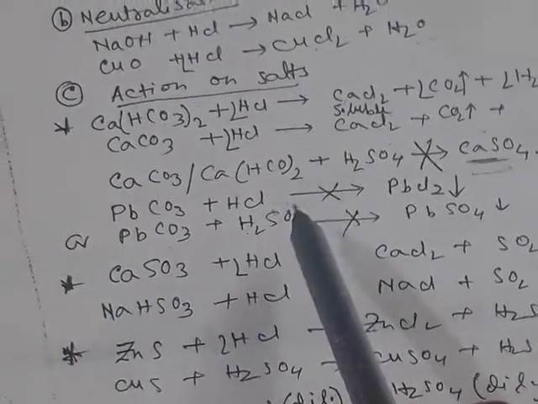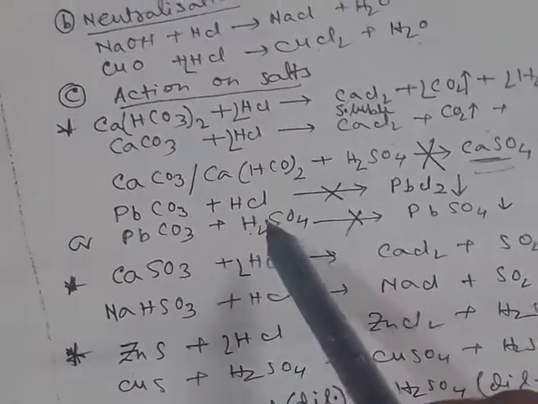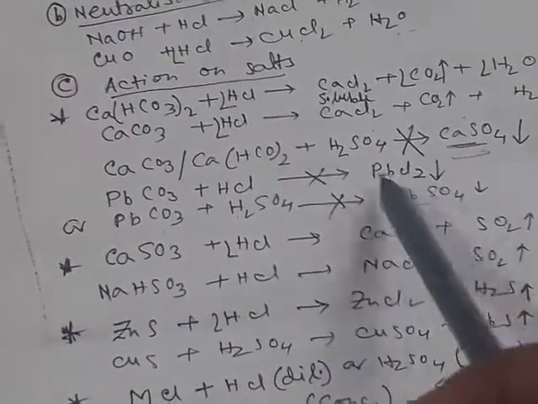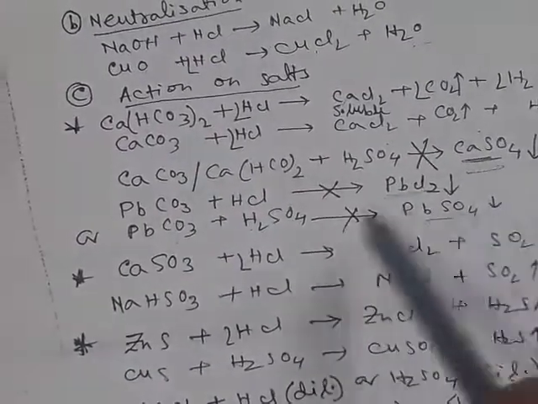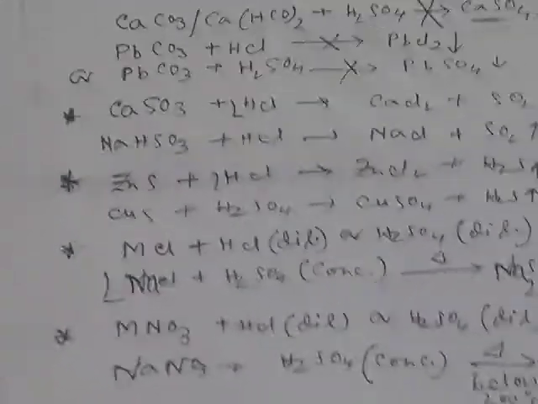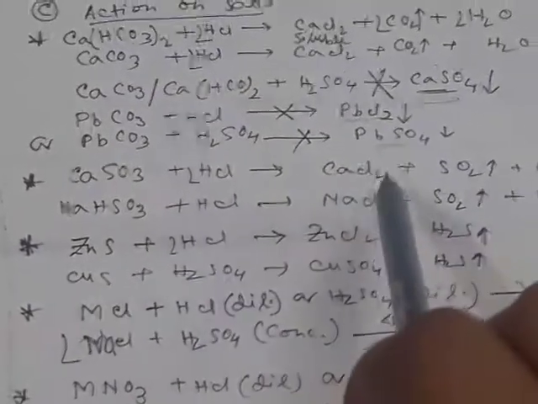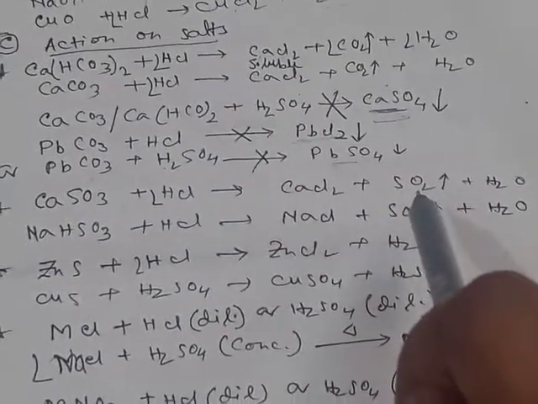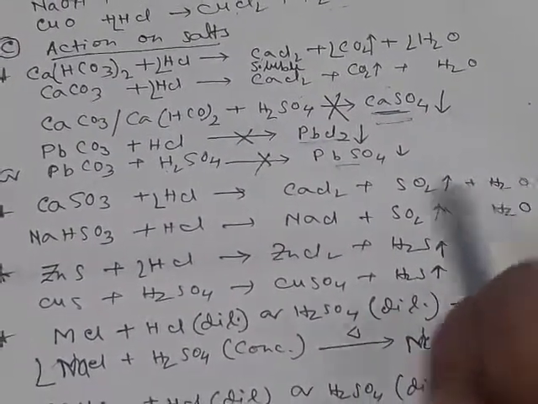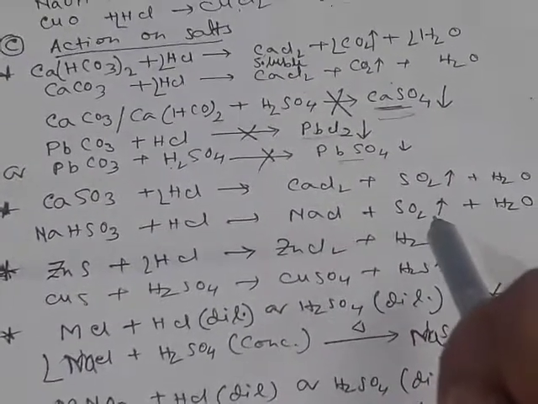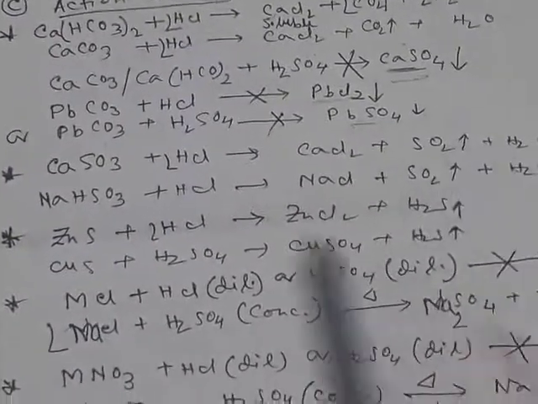Similarly, lead carbonate does not react with HCl or H2SO4, because lead chloride or lead sulfate formed are insoluble, they precipitate out, so the reaction ceases. Now calcium sulfite or sodium bisulfite, when these salts react with HCl, there will be formation of calcium chloride, and sulfur dioxide will be evolved, and water. Similarly, sodium bisulfite reacts with HCl, and evolution of sulfur dioxide is obtained.